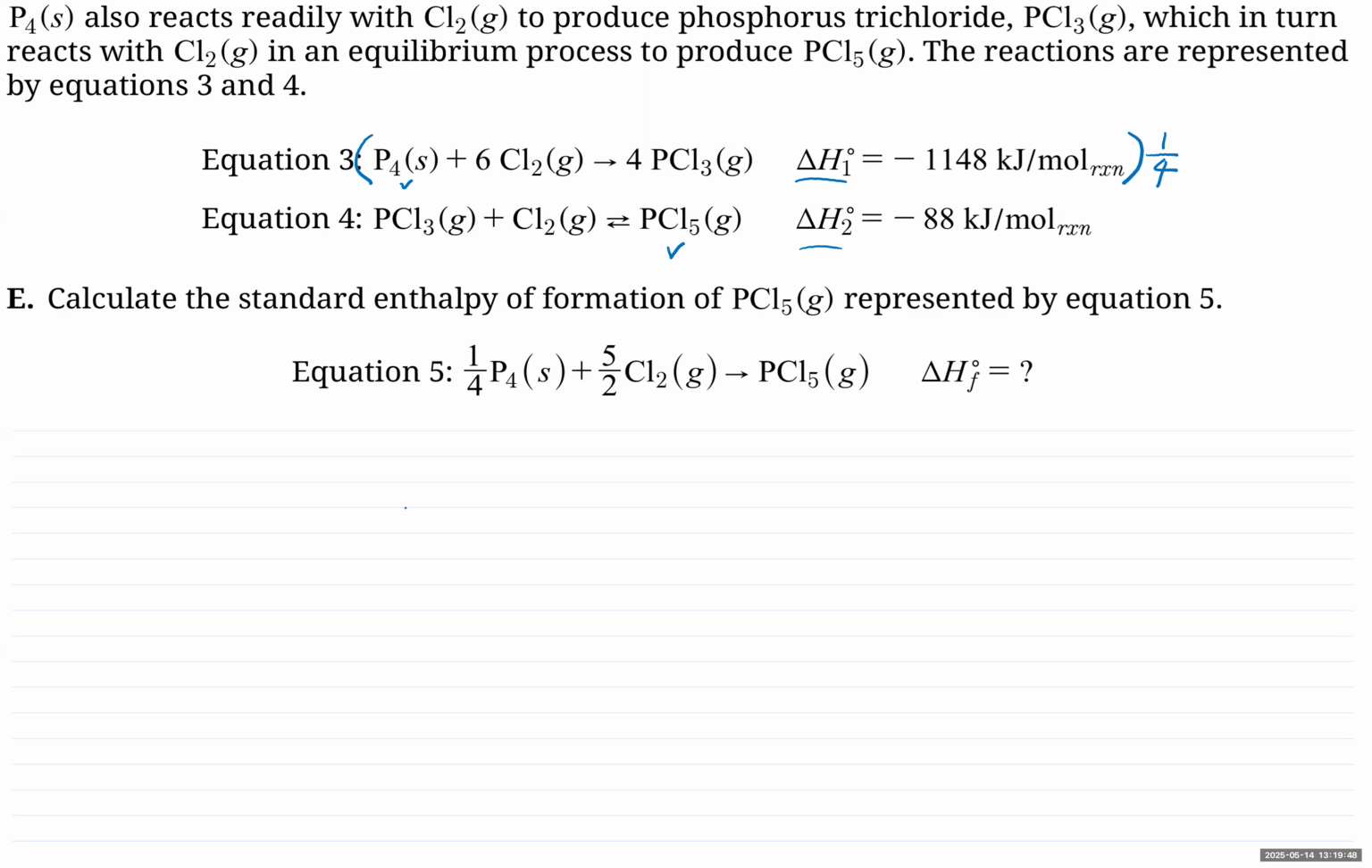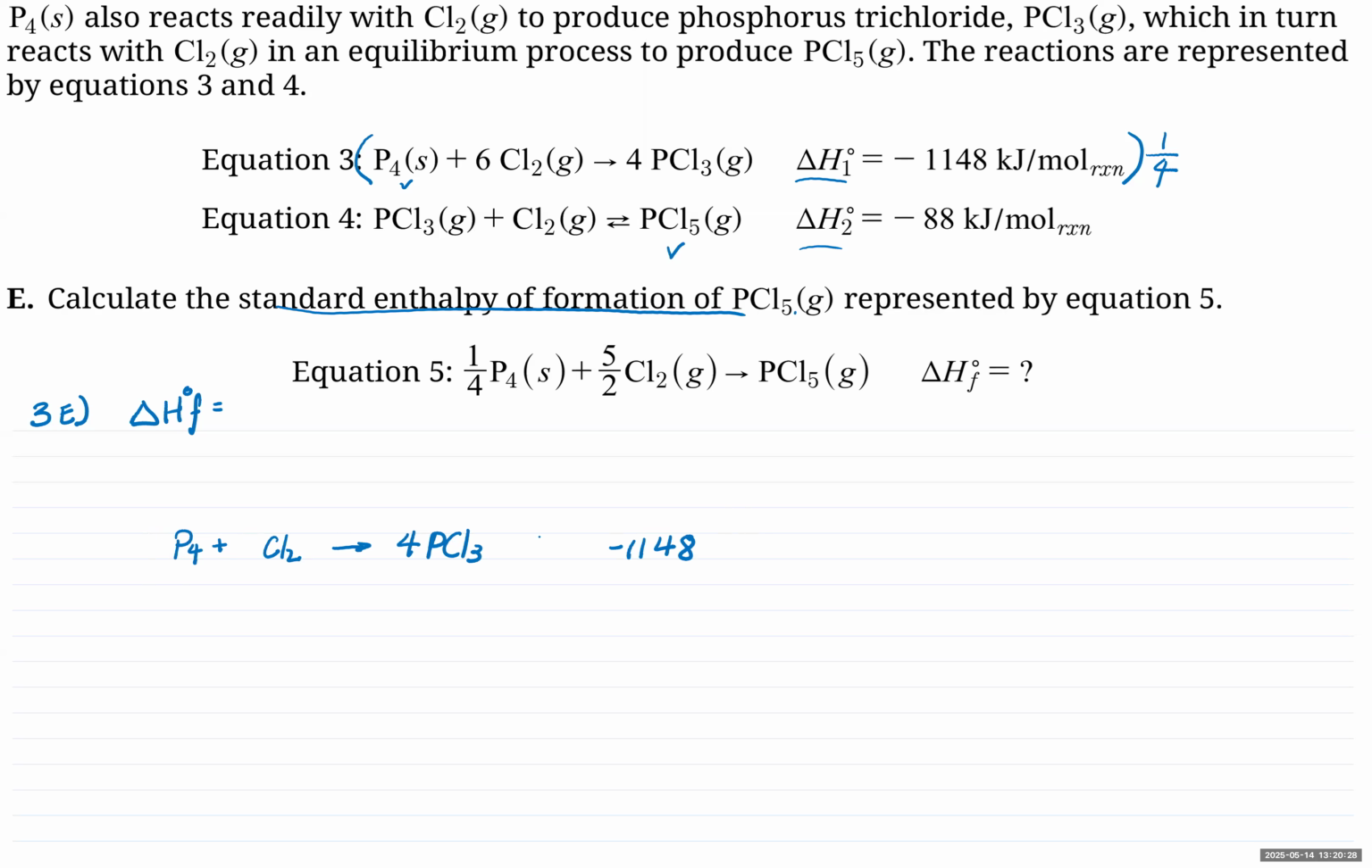It says calculate standard enthalpy of formation, so they want that. This is question number 3, part E, right? And it asks to calculate the heat of formation. So I'm going to leave that, come back and write the values, but let's get started. So it's going to be P4 plus 6 dichlorine goes to 4 PCl3, and our enthalpy value is negative 1148.